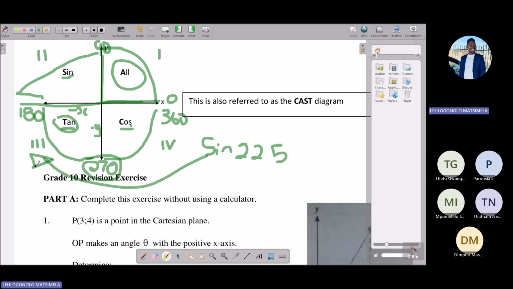Let's see which one in quadrant number 3 is positive. It's only tan. We are only given tan, which means the ones that are not written here are negative. So in this quadrant, sine is negative, and also cos is negative. That's what they are trying to tell us. It's only tan that is positive in the third quadrant. So sine 225 is a negative number, and we saw on the calculator it gives us negative root 2 over 2, or negative 0.707. That's what they mean when they say this.